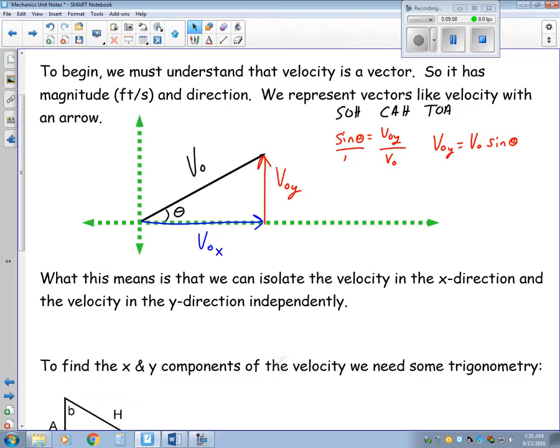If I take a look at the cosine function, it's adjacent over hypotenuse. So here the adjacent is v naught x. The hypotenuse is v naught, and again I can stick this over 1 and cross multiply. And I can find out what the x component of this velocity is. So what this all means then is that we can isolate the velocity in just the x direction or the velocity in just the y direction independently.